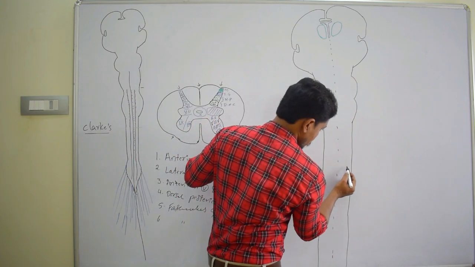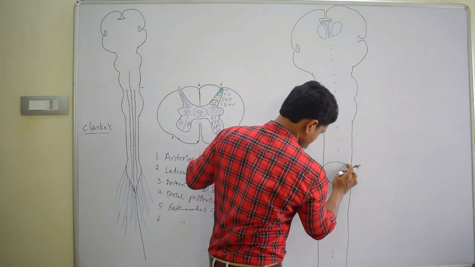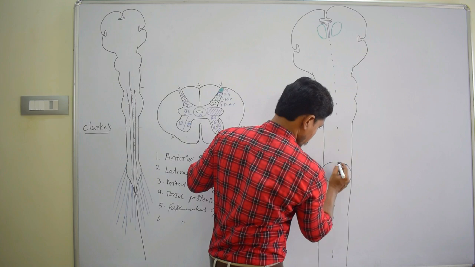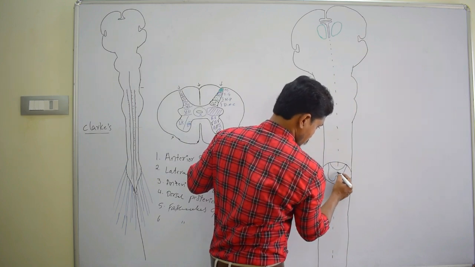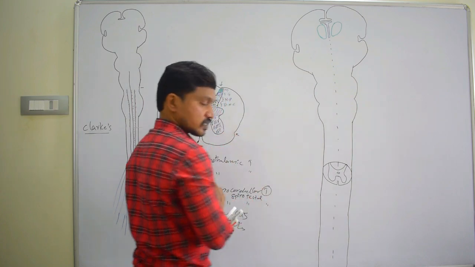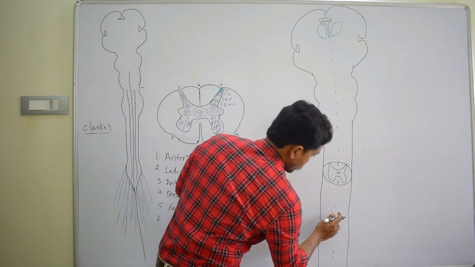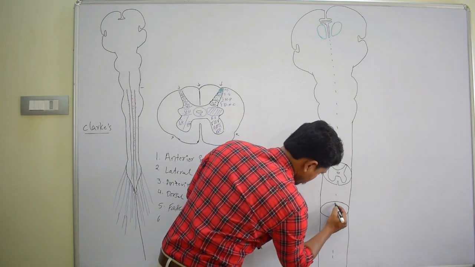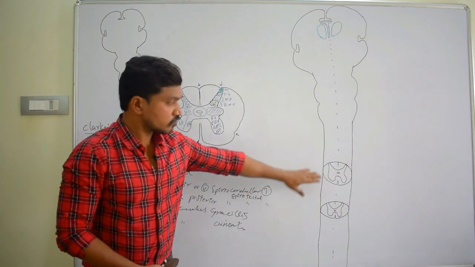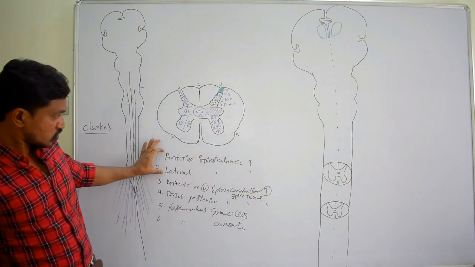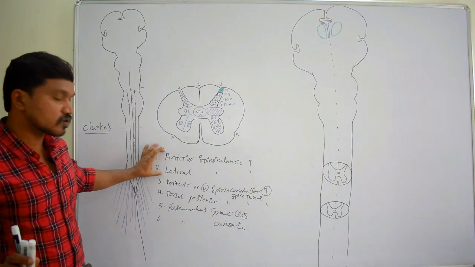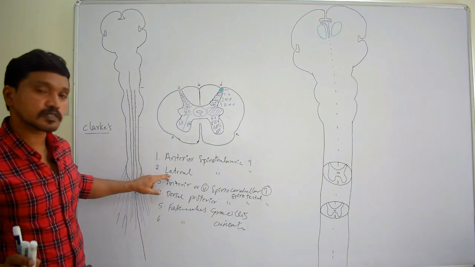Now I am taking the section of spinal cord here. So if you take the section of spinal cord, posterior median septum, anterior median fissure, this is grey matter, and here is the central canal. This is one section, and I will take one more section here. Here we have taken the two sections, right? Now we will discuss these two tracts together, anterior spinothalamic tract and lateral spinothalamic tract.